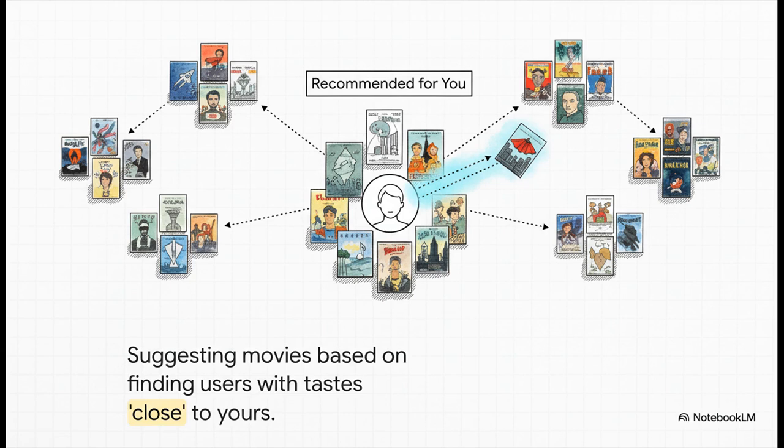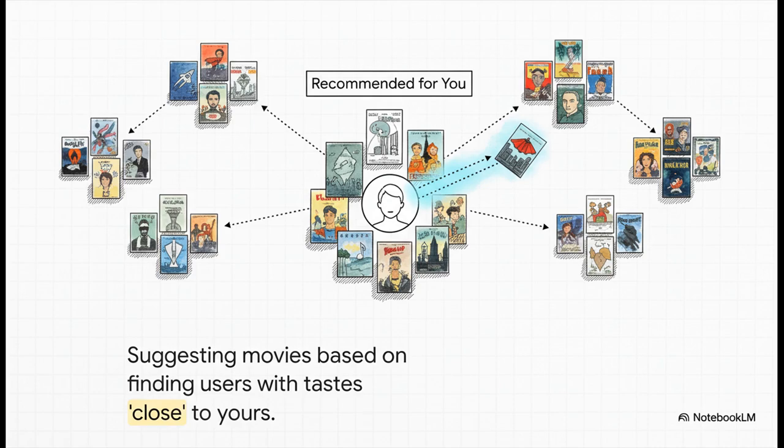And this is where it gets really powerful. Think about your favorite streaming service. It uses something like KNN to find other users, your neighbors, whose viewing habits are mathematically closest to yours. And then it just recommends the movies that your neighbors loved, but that you haven't seen yet.